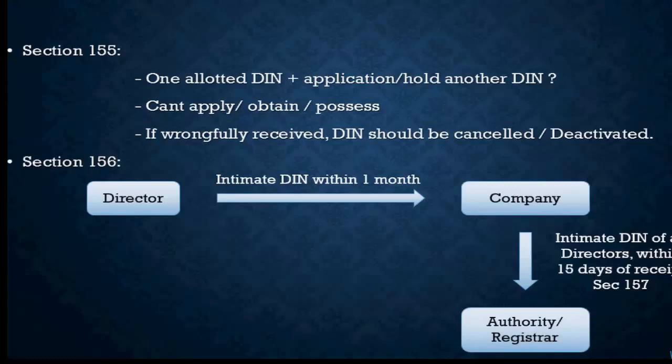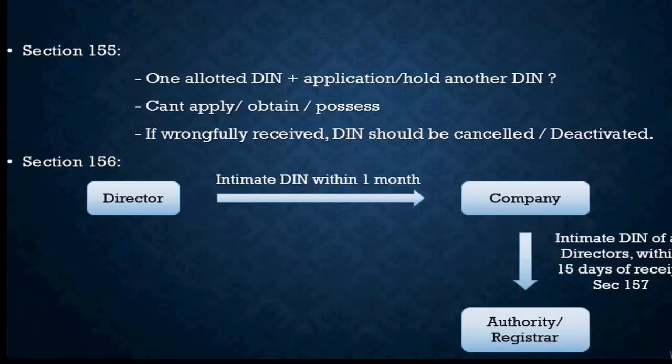Right? So as a procedure, when we go back to the previous section, section 153, the individual gives an application for the DIN to the central government, and the central government allots the DIN to the applicant within a period of 1 month. And once it has been allocated, the person intimates the same to the company within the next 1 month. And after the company has received the DIN from a director, the company has to intimate the same to the registrar of companies. So that is the procedure, that is the cycle that flows, right?